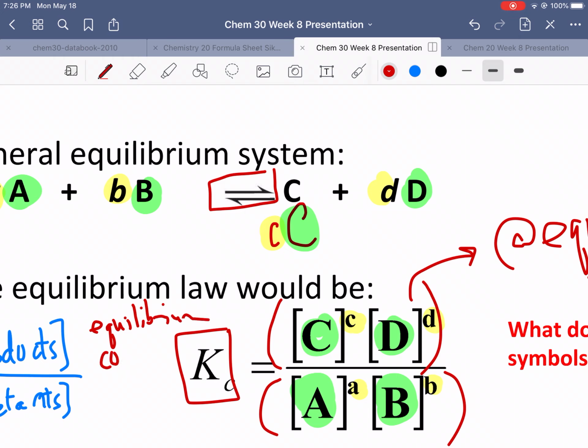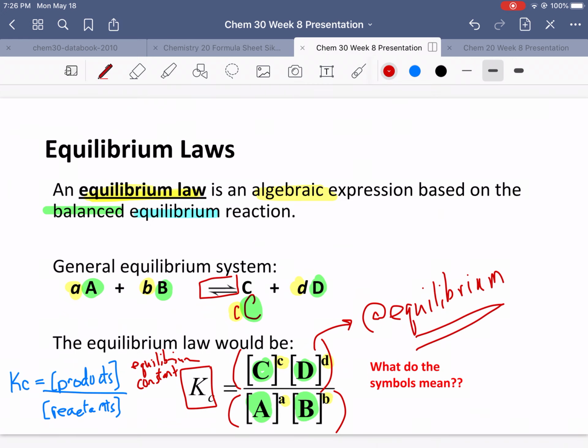Now, essentially what will happen is every reaction will have an equilibrium constant associated with it. And it is a consistent equilibrium constant, provided that the system was allowed to reach equilibrium at the same constant temperature and pressure. Okay. Let's go into this.